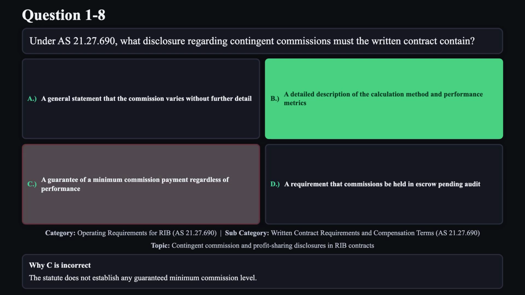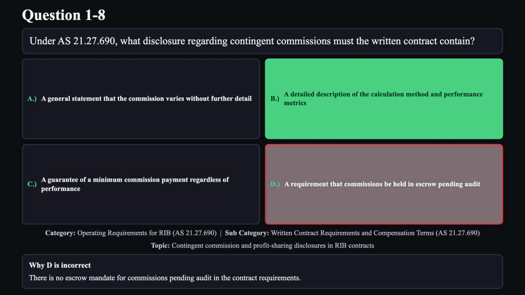Reason C is not correct. The statute does not establish any guaranteed minimum commission level. Reason D is not correct. There is no escrow mandate for commissions pending audit in the contract requirements.